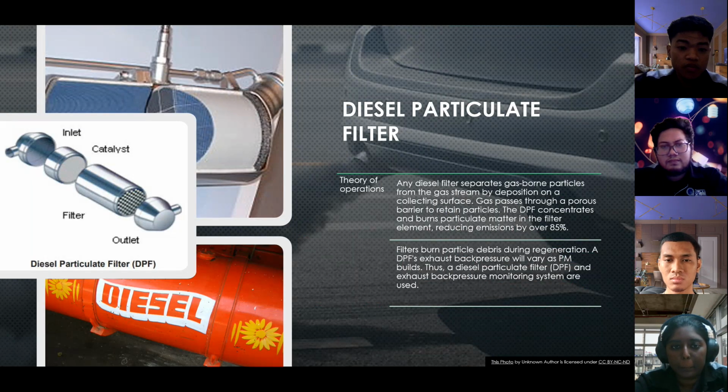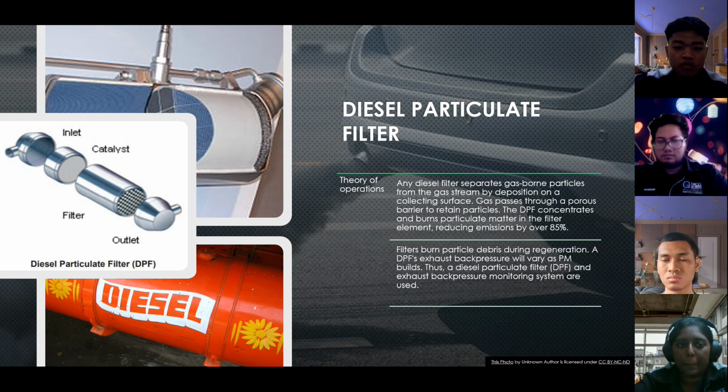So this is the theory of operation of the diesel particulate filter. Any diesel filter separates gas-borne particles from the gas stream by deposition on a collecting surface. Gas passes through a porous barrier to retain particles. The DPF concentrates and burns particulate matter in the filter element, reducing emission by over 85%. Filters burn particle debris during regeneration. A DPF's exhaust back pressure will vary as the particulate filter fills, so a diesel particulate filter and exhaust back pressure monitoring system are used.